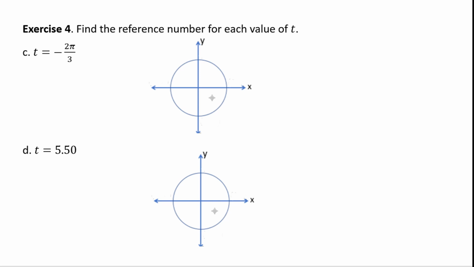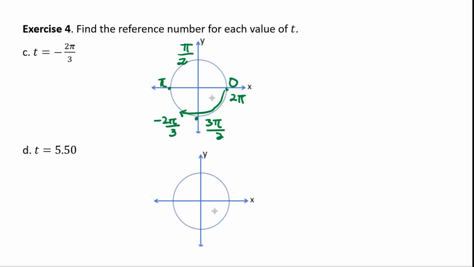C. t equals negative 2 pi over 3. Now remember, we still need the standard distances, so 0, quarter of the distance in the positive direction, pi over 2, pi, 3 pi over 2, and finally 2 pi. The negative instructs us to go in the clockwise direction. So in the clockwise direction, we see that 2/3 is still somewhere between 1/2 and 1. That gets us into the third quadrant.